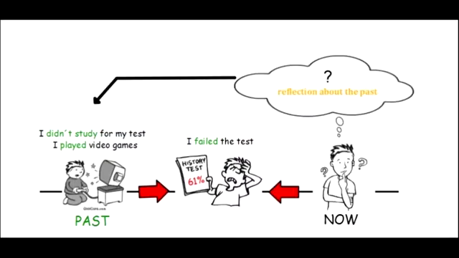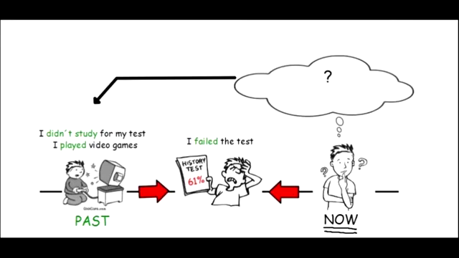But now let's take a look at the big picture. So here we are now in the present tense. And the same boy is thinking about what happened to him, right? He's having a reflection. He's thinking about the past, about what he did here. He didn't study for the test. He played video games. He failed the test, and now he's thinking about that. So he's thinking about this in a hypothetical way. It's the past, right? Now what is he thinking?